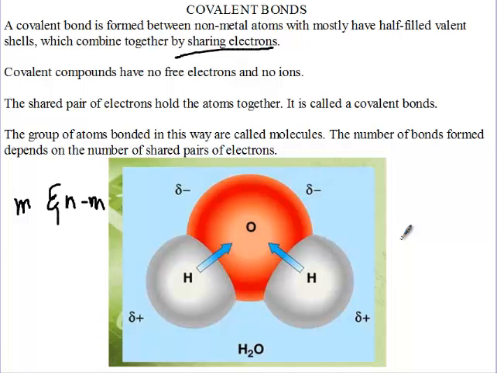Now, the shared pair of electrons will hold the atoms together. They are sharing, and therefore it will hold them together. And that is what we call a covalent bond.